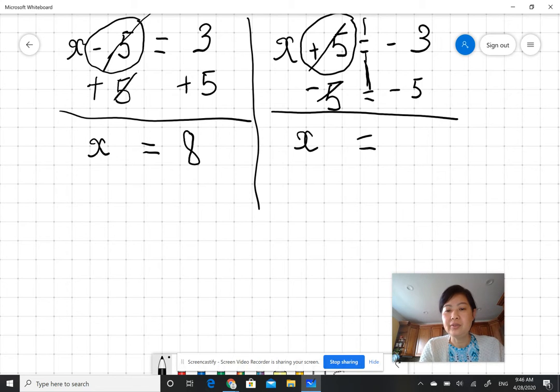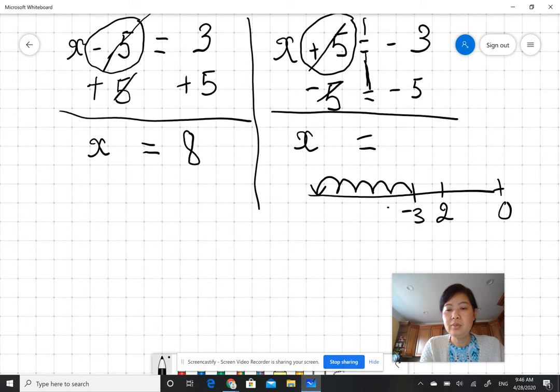Negative 3 minus 5. So if you have negative 3 here, this is negative 2, right? And this may be 0 here. So if you minus 5, remember you have to move to the left. 1, 2, 3, 4, 5. So this should be negative 4, negative 5, negative 6, and negative 8, right? The answer is negative 8.